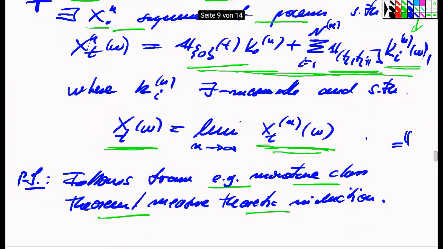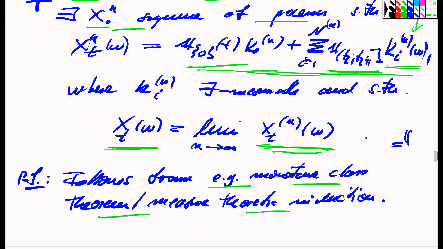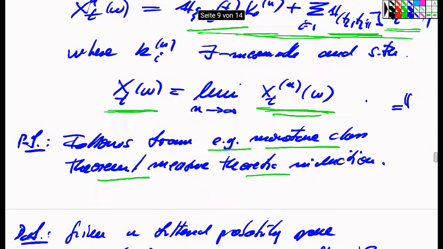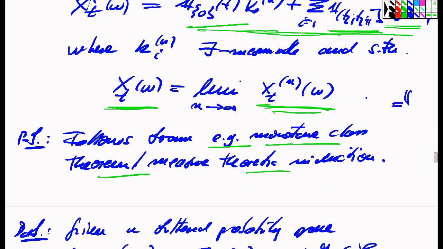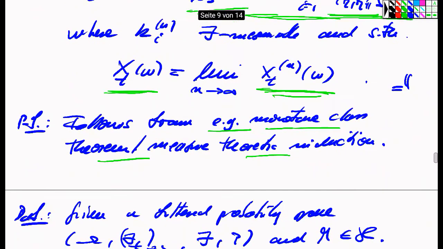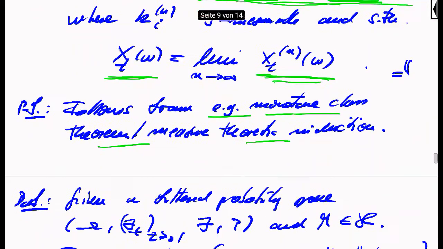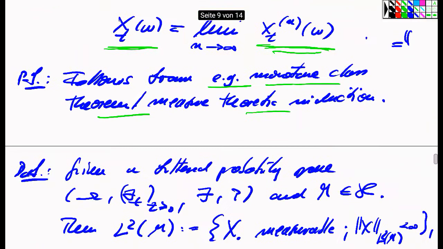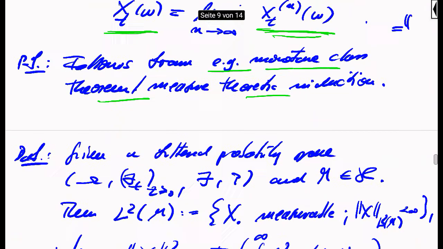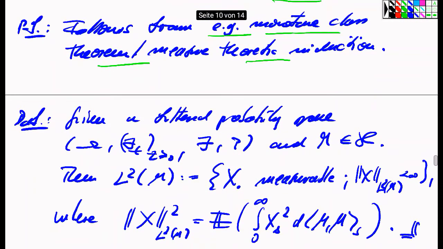And if you want to do it in full mathematical rigor, you would use, for instance, the monotone class theorem or any other argument of measure theoretic induction to make it a rigorous proof. But I don't want to spend too much time on it because the mathematicians among you are surely fully aware of this technique to prove that. And for everyone else, it's not so important.